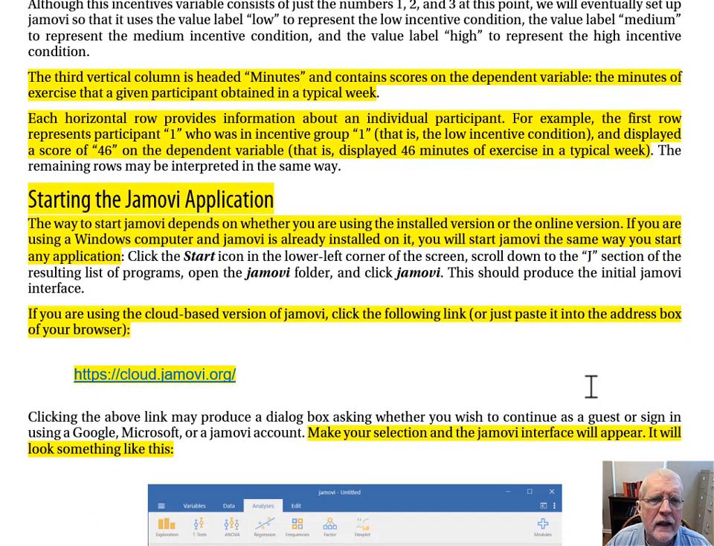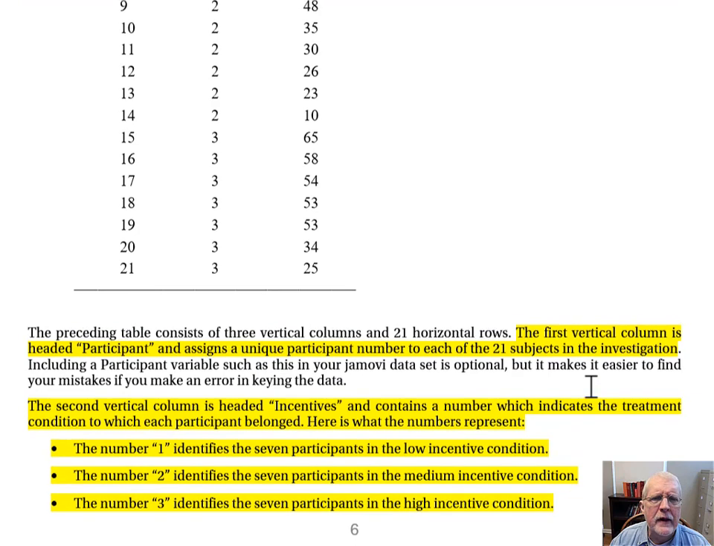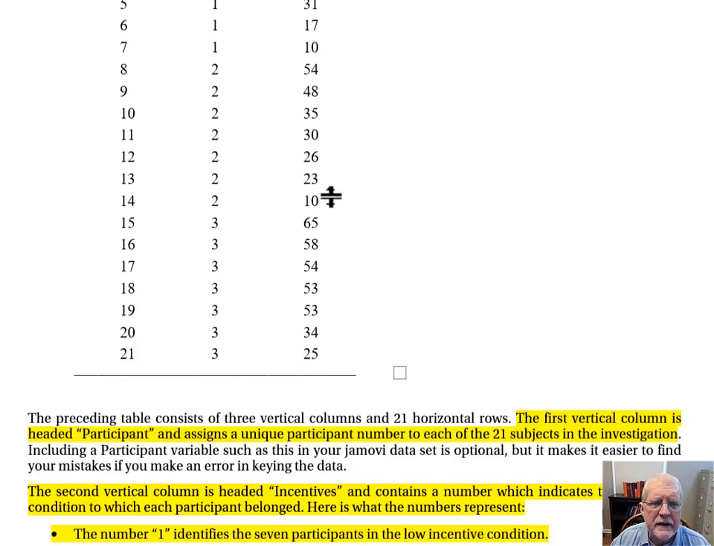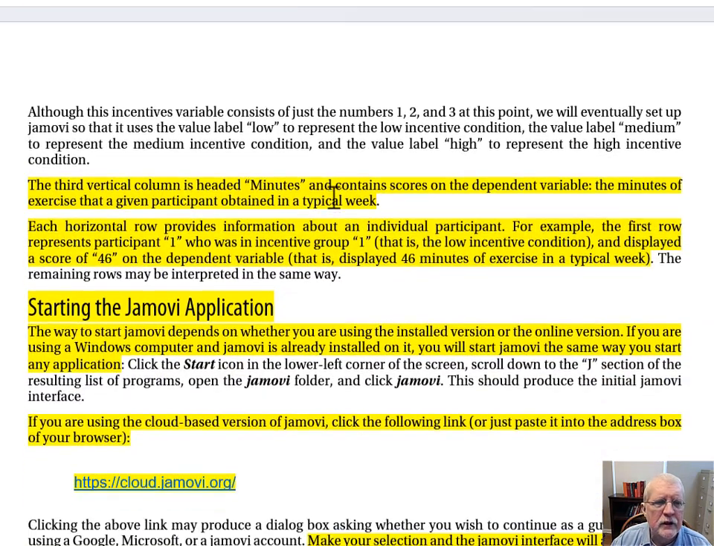The third vertical column is headed minutes, and it contains scores on the dependent variable: minutes of exercise that a given participant obtained in a typical week. What is this all about? Third column is headed minutes. Participant 1 was in the low incentive condition and engaged in 46 minutes of exercise. Participant 2 was also in the low condition, and this participant engaged in 40 minutes of exercise.